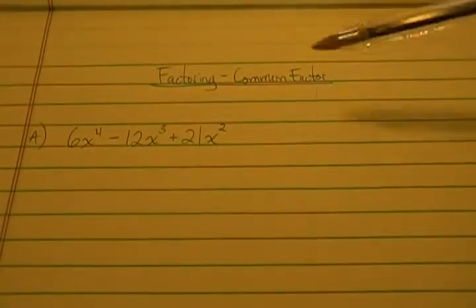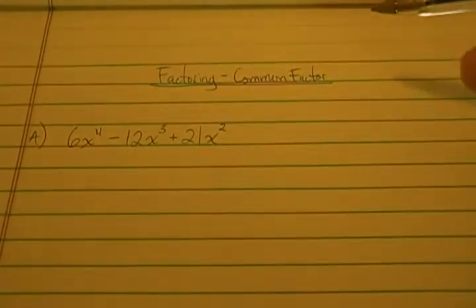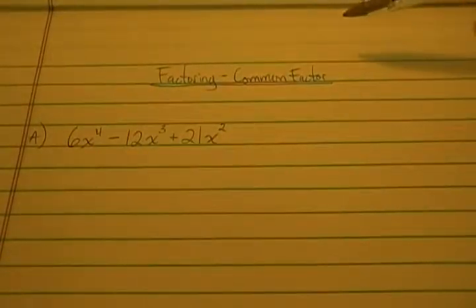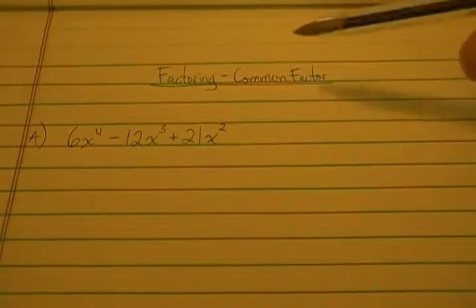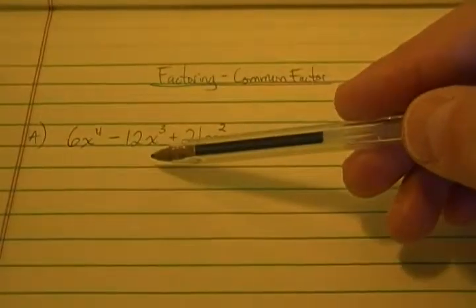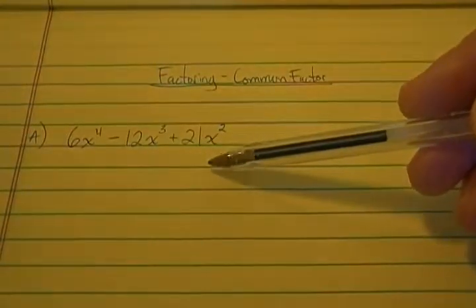So when you're looking for a common factor, and no matter what factoring method you're going to use for the problem you're looking at, you should always start by trying to find a common factor. Because if your expression has a common factor, it's going to make any other method that you use easier to do. All right, so 6x to the fourth minus 12x to the third plus 21x squared.